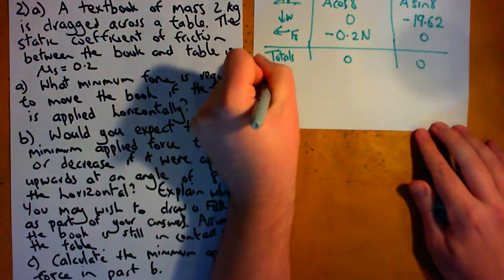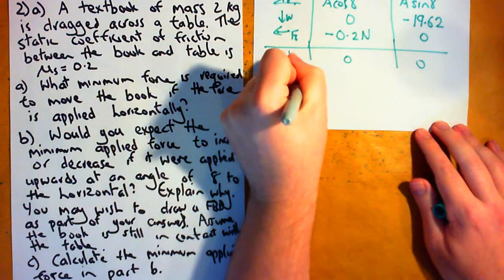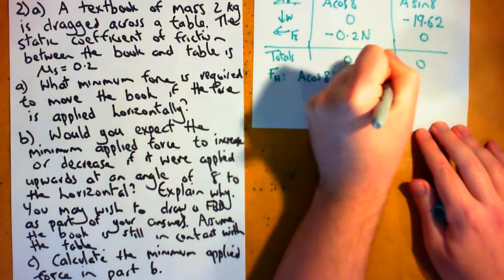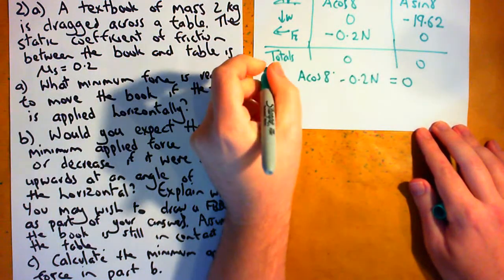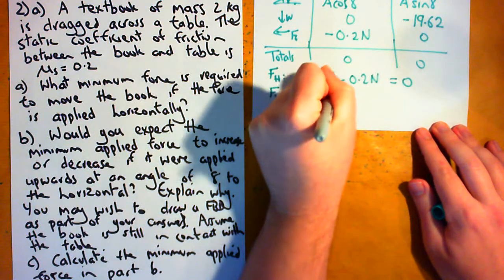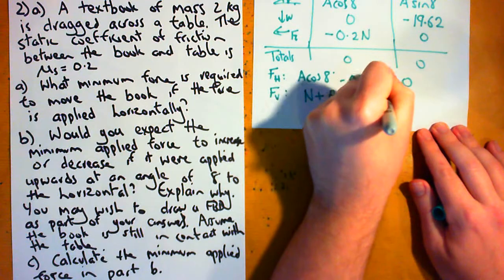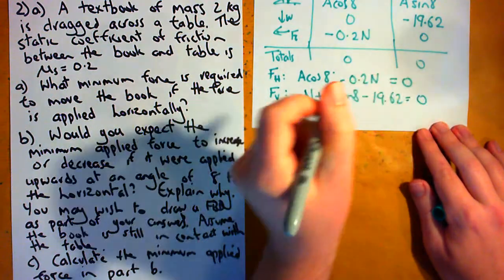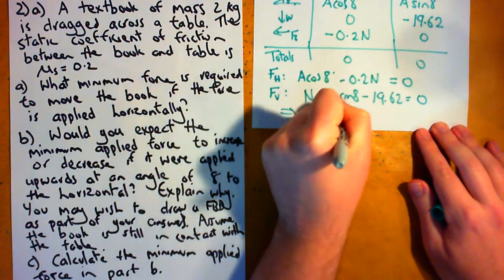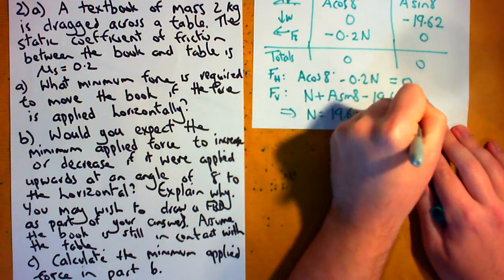And now we need to work out our two equations. So from the FH column, we've got A cos of 8 degrees minus 0.2 times the normal force equals 0. And from the vertical column, from FV, we've got N plus A sine of 8 minus 19.62 equals 0. So therefore we can solve that for the normal force. So the normal force is 19.62 minus A sine of 8 degrees.